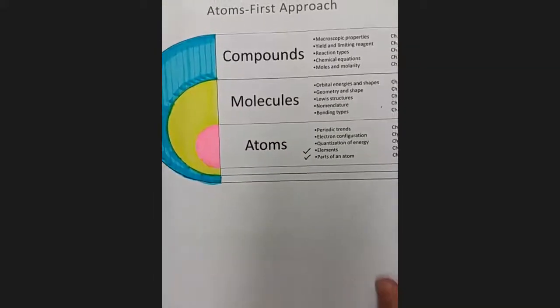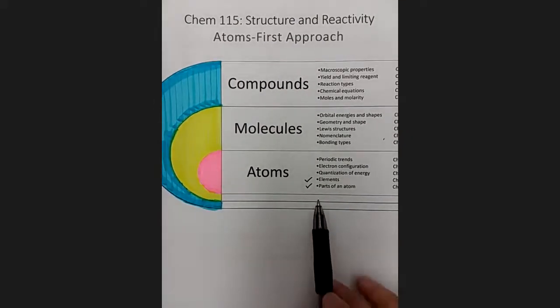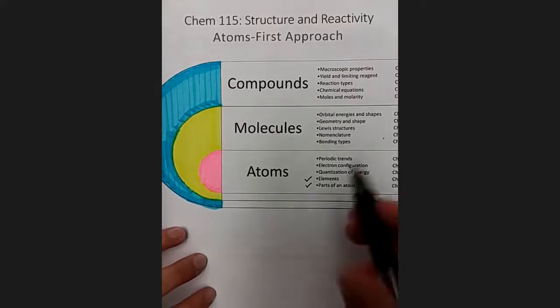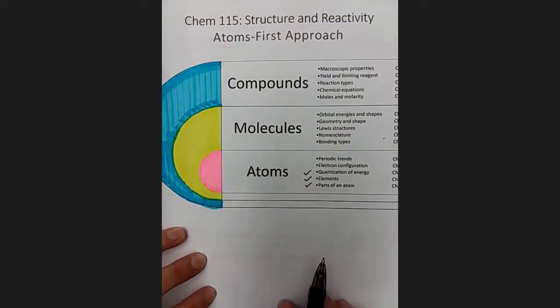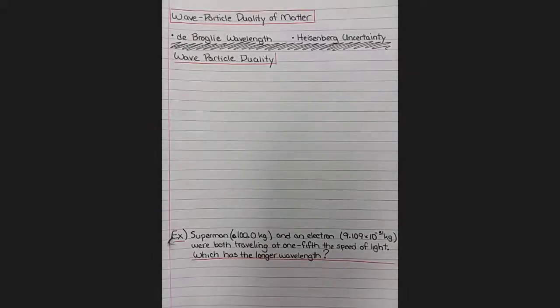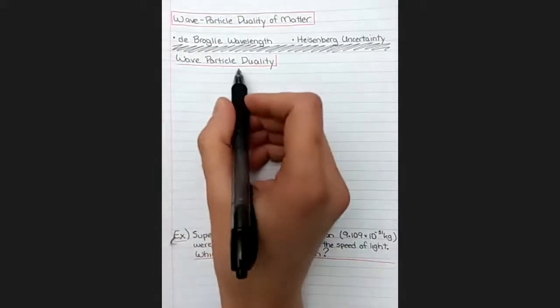So first of all, here in our outline for the course, we talked about the quantization of energy last time. So we want to check that off in our atoms section of the plan and move on towards the electron configuration section. So let's start out with wave-particle duality.